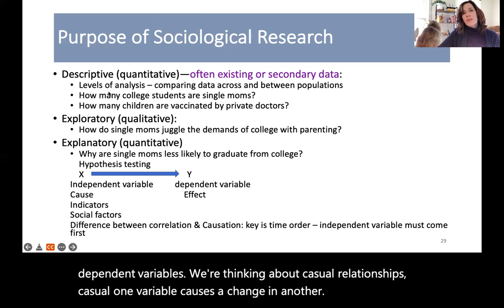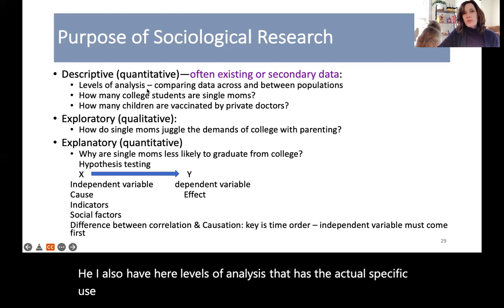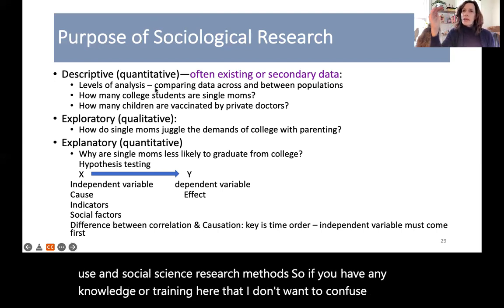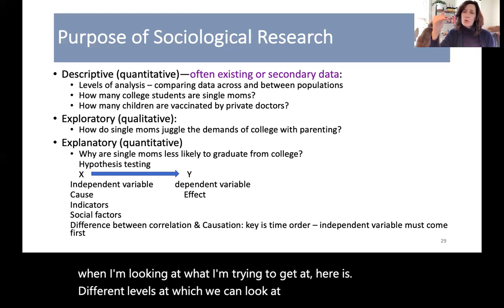I also have here levels of analysis. That has an actual specific use in social science research methods. So if you have any knowledge or training here, I don't want to confuse you, but what I'm trying to get at here is different levels at which we can look at a family issue.